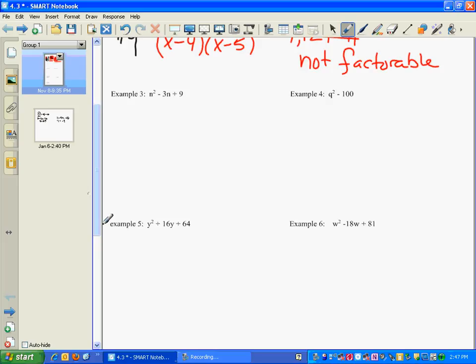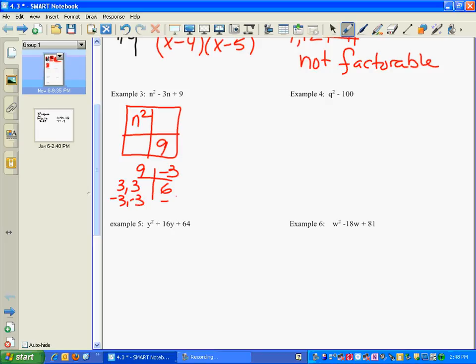All right. Here we go. We put the n squared here. We put the 9 here. What are our factors of 9 that give me -3? Well, factors of 9 are 3 and 3, which are 6. -3, -3, which are -6. 9 and 1, which are 10. Guess what? Not factorable.